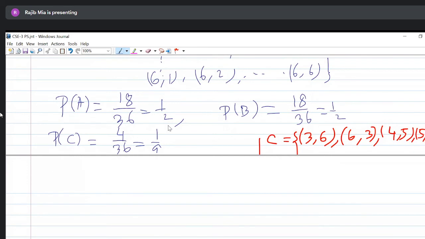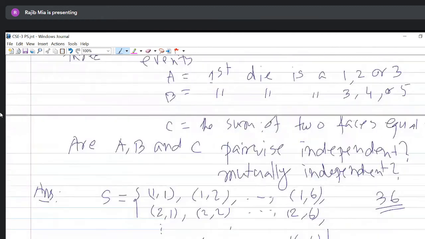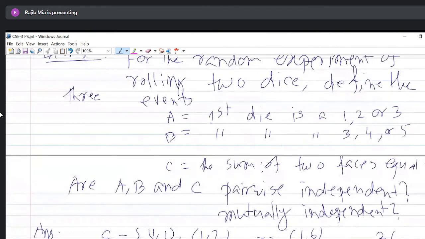So if we find probability of A intersection C, what is probability of A intersection C? Can you find probability of A intersection C? We define these three events. 1 by 18.